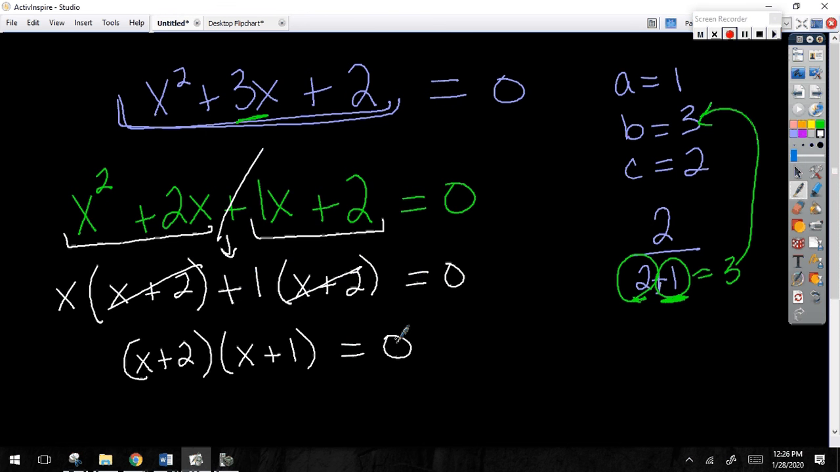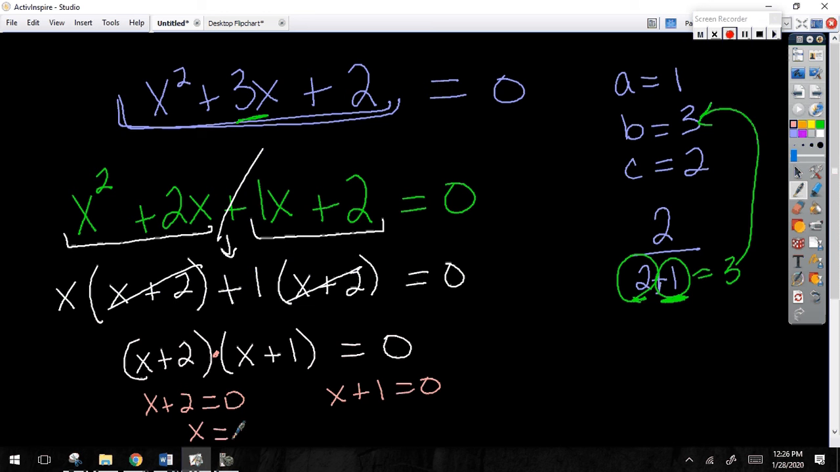All right, so now it's factored, okay? The whole point was that I get two sets of parentheses multiplied together and equaling 0. So now to find out what x equals, I take each parenthesis and set it equal to 0, because I know if they multiply together to give me 0, then either x plus 2 is 0 or x plus 1 is 0. So I solve each one.